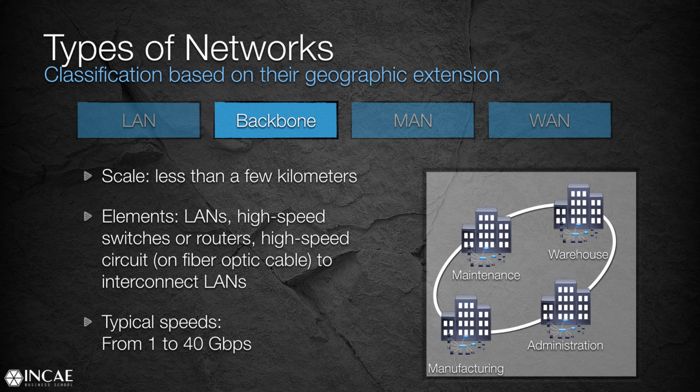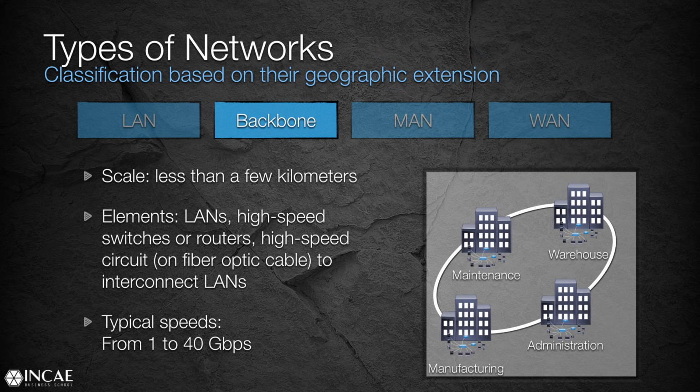The network we're going to be using to interconnect the buildings is what we would call a backbone network. The scale of a backbone network is going to be less than a few kilometers. The elements that build up the backbone network are going to be local area networks and the devices we need to interconnect the local area networks within each building. So we will be having here high-speed switches and routers, and we will also have high-speed circuits.